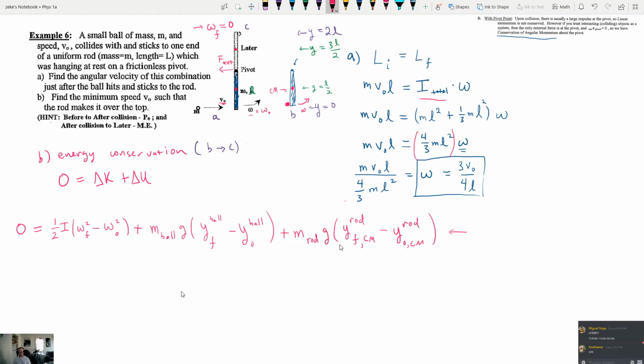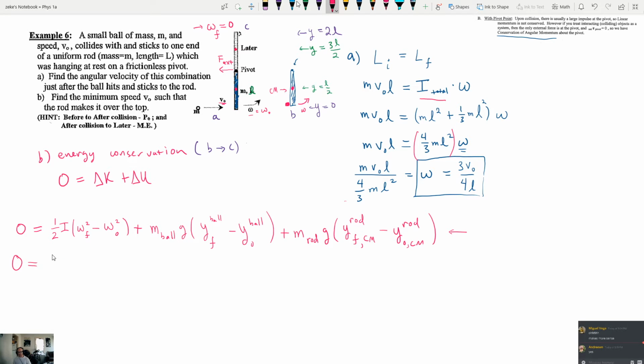Now there's a more compact way to write all of this, which would be to simply take the ball and the rod, find the center of mass of the whole system, which is going to be somewhere right here. And then you could do m total, g, times the change in height of the center of mass, and you would have just one term. But at the end of the day, you're going to get the same answer, so just use whichever one you prefer.